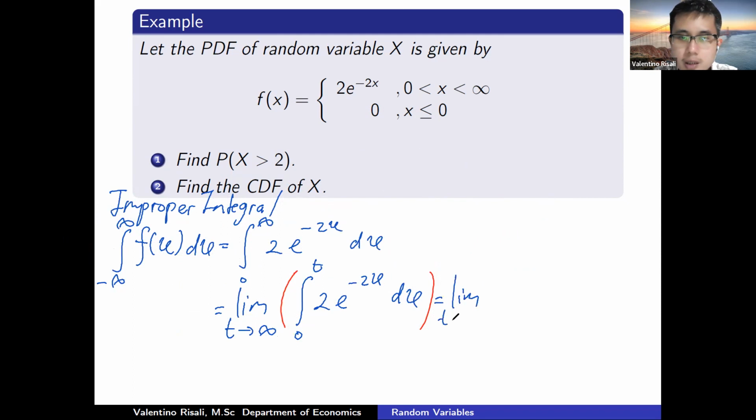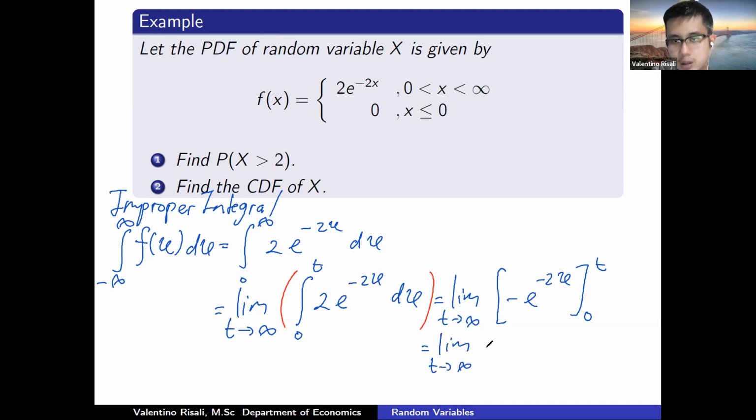That is the limit as t tends to infinity. This integral is equal to minus e to the power of minus 2x, with the lower bound 0 and the upper bound t. Minus e to the power of minus 2t plus 1.